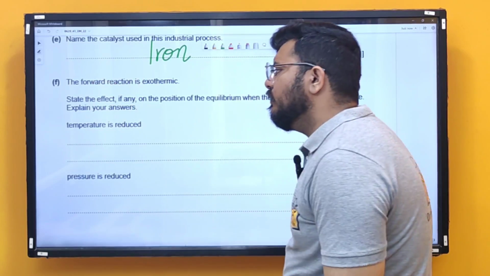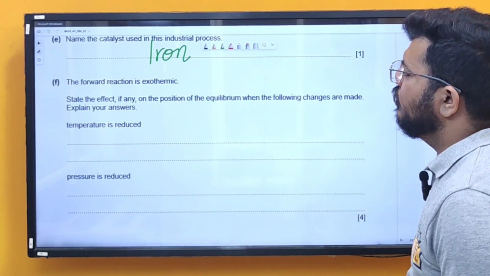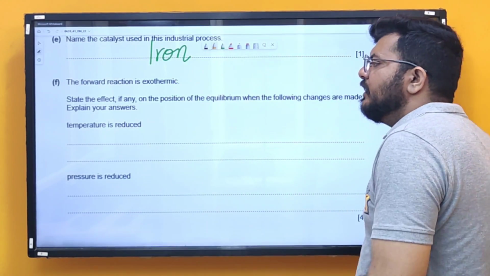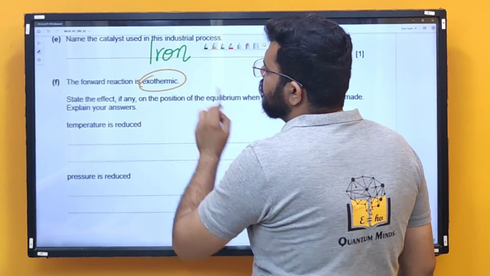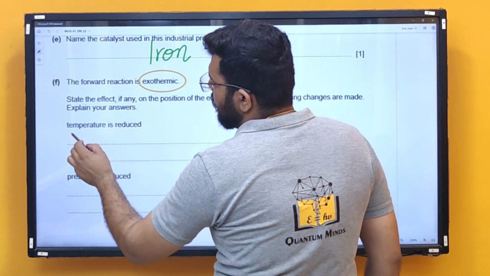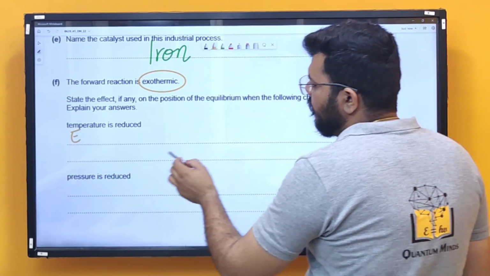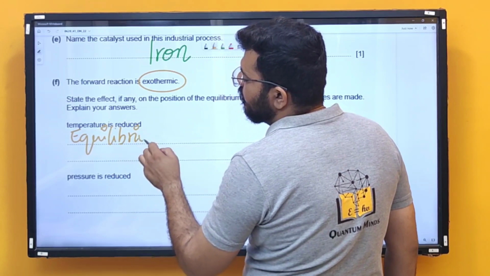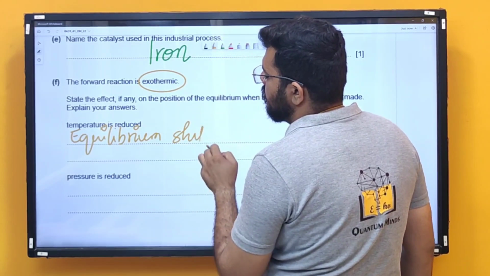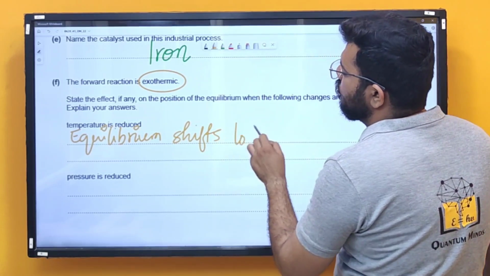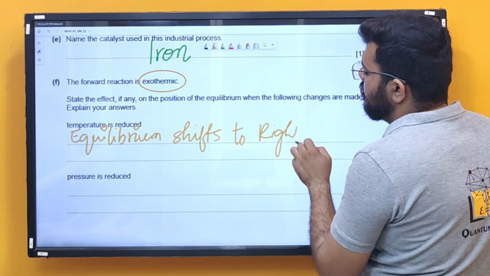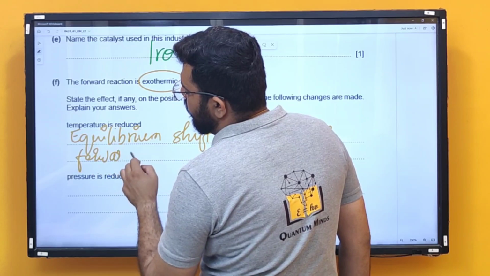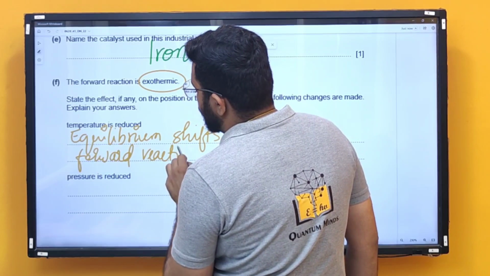Then we have: the forward reaction is exothermic. State the effect, if any, on the position of equilibrium when the following changes are made. Explain your answers. Temperature is reduced. If the forward reaction is exothermic and temperature is reduced, the equilibrium shifts to the right, as the forward reaction is exothermic.